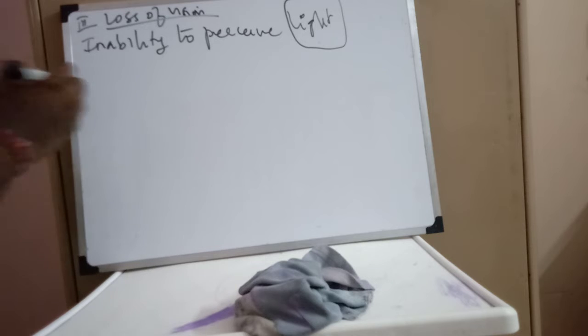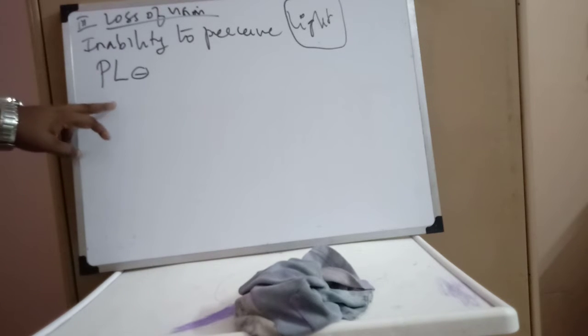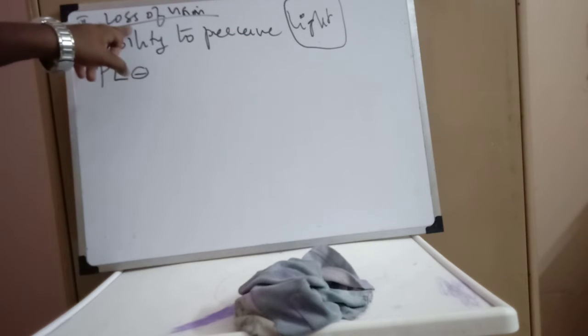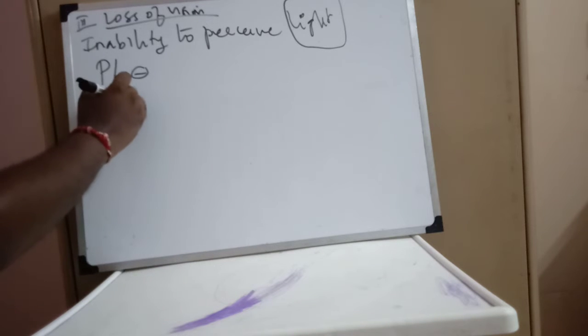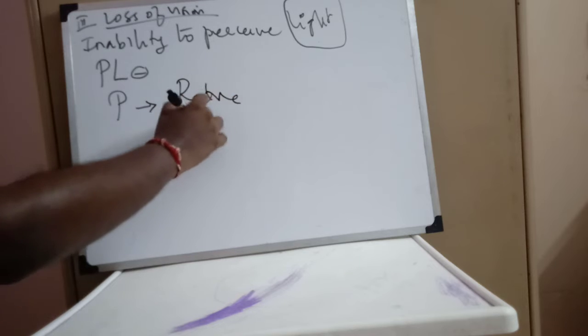Inability to perceive light, that is perception of light negative. We learn about all these signs when we discuss Snellen's chart. But inability to perceive light, PL negative, is called loss of vision. One very important point to note in loss of vision is you will get loss of vision only and only if there is going to be any pathology involving the retina or the optic nerve.